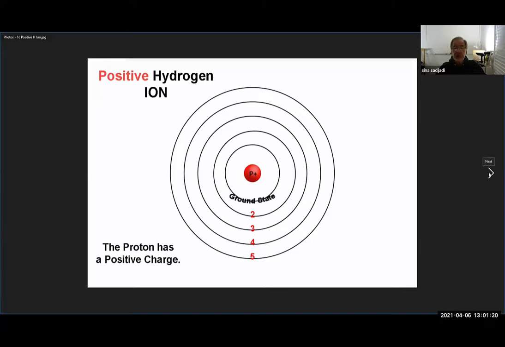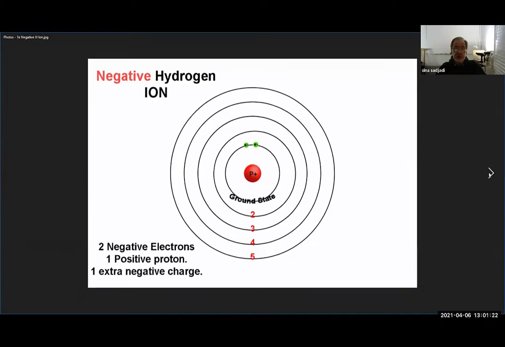Ions are charged atoms. Here's another charged atom. This one is a negative hydrogen ion. It's got 2 electrons, 1 proton. So this one is negatively charged. We say negative hydrogen ion. Now the electrons have 1,000th the mass of the protons, but exactly the same amount of charge.